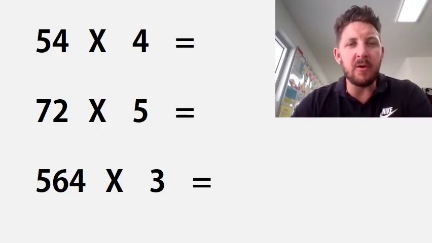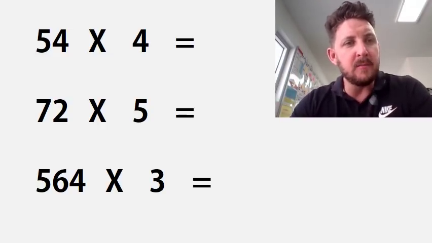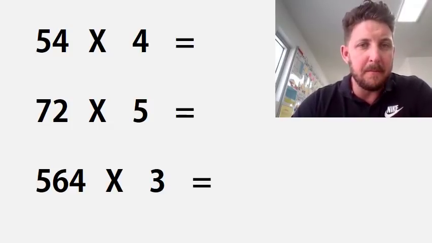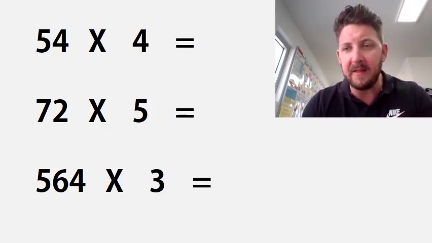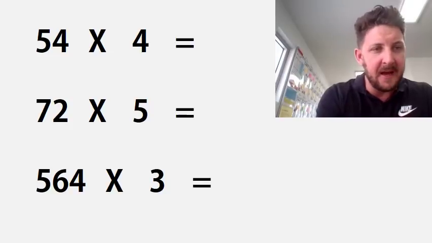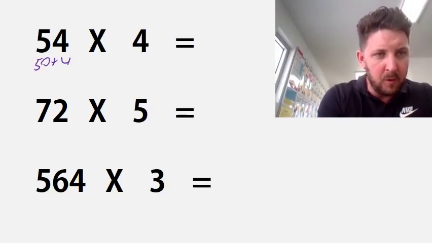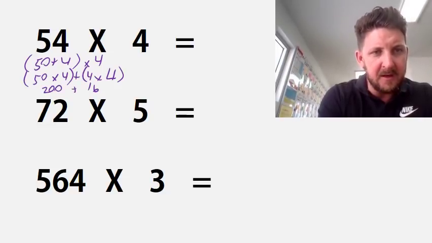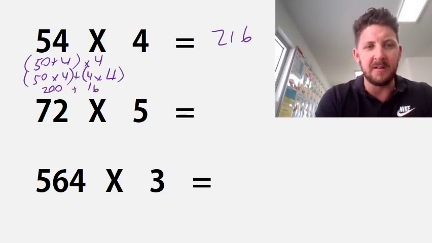Okay, gents, you're going to have a crack at these yourself now. Have a go, stop the video, and I'll come back and I'll show the answers. All right, hopefully you found that quite easy. I'm going to quickly break it down. We've got 50 and 4 multiplied by 4. We've then got 50 times 4 and 4 times 4. Which would make 200 plus 16, so we know the answer is 216.